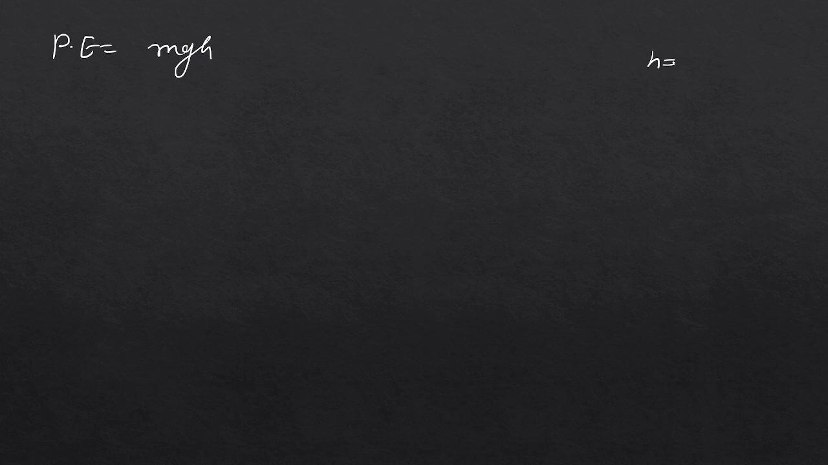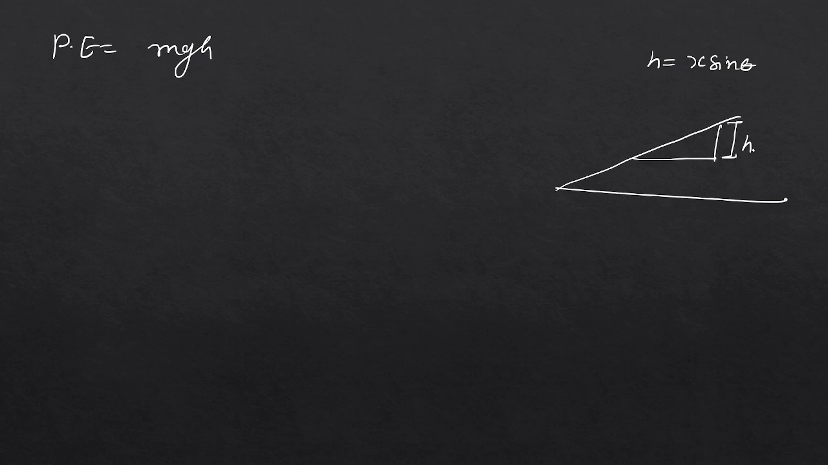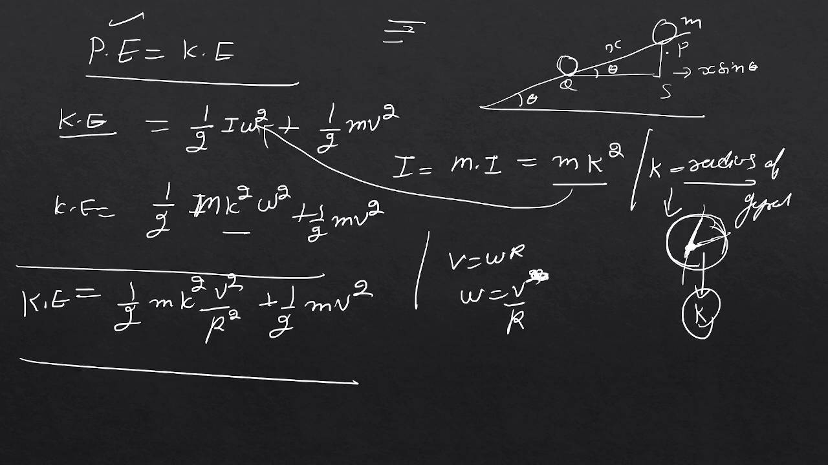Let me draw that again, so it will help you understand easily. This is the h. H means height, and it is equal to x sine theta. You can recall that in the previous step we did this. This is the vertical distance, the height traveled by that body toward the ground surface. It means this is the height that has decreased.